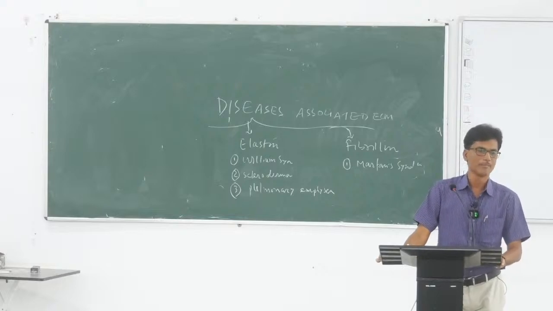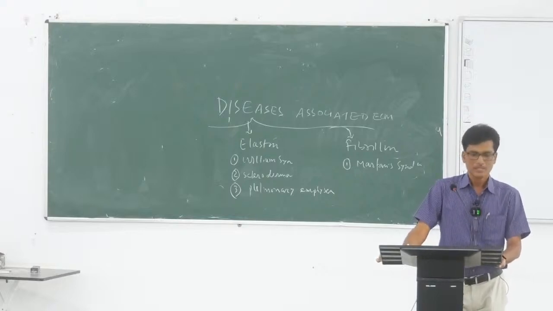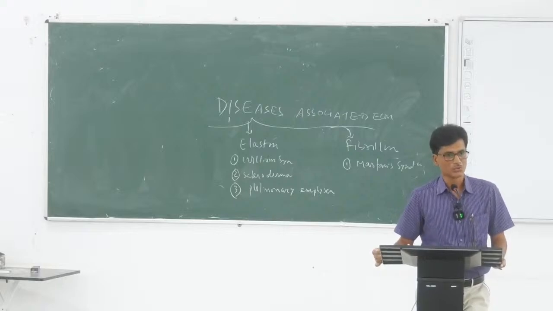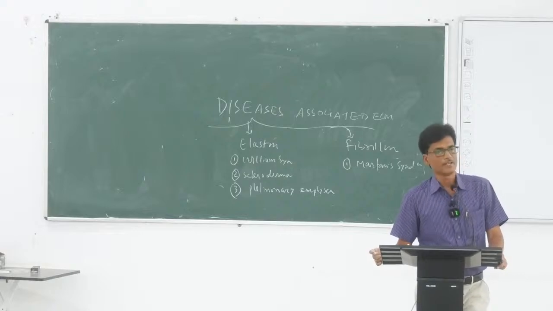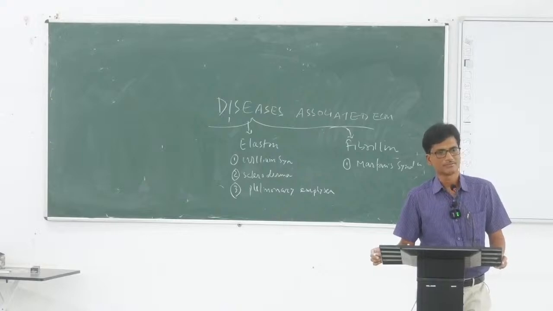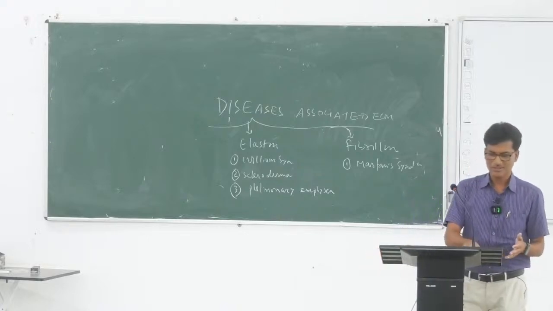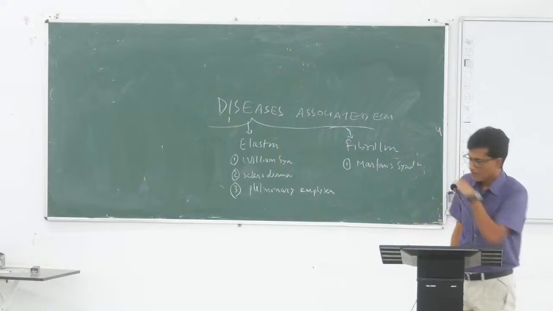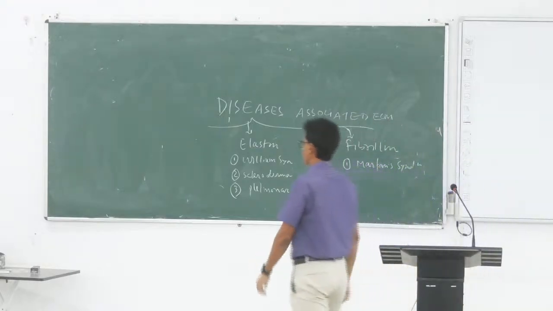নেক্সট হচ্ছে পালমোনারি এমফাইসিমা। In this disease, there is a defect in deposition of elastin in the lung tissue. That's why lung tissue is destructed and formation of cavity occurs in the lung. The patient suffers from respiratory distress. ঠিক আছে? আরেকটা হচ্ছে ডিজিজ অ্যাসোসিয়েটেড উইথ ফাইব্রিলিন.